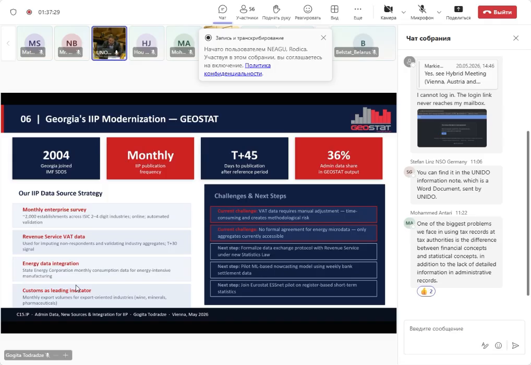Two challenges stand out. VAT data requires substantial manual adjustment to align with the statistical concepts, time consuming and methodologically risky, and we only access aggregate energy data, which is also challenging. Our next step: formalize a data protocol with the revenue service under Georgia's new statistical law, which was adopted in 2023, and pilot a machine learning nowcasting model using bank settlement data.